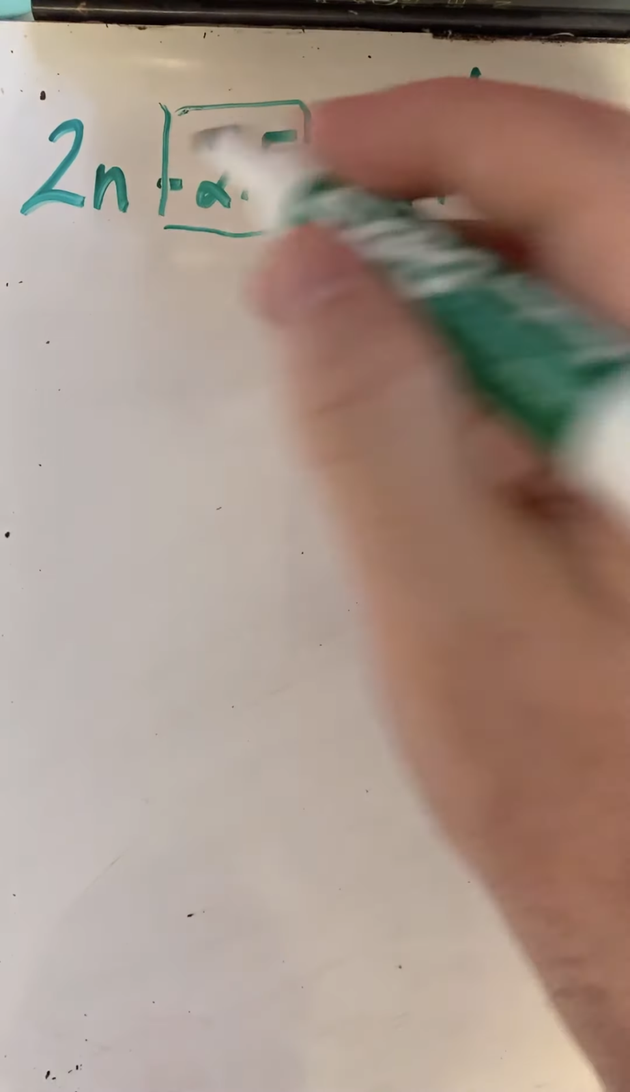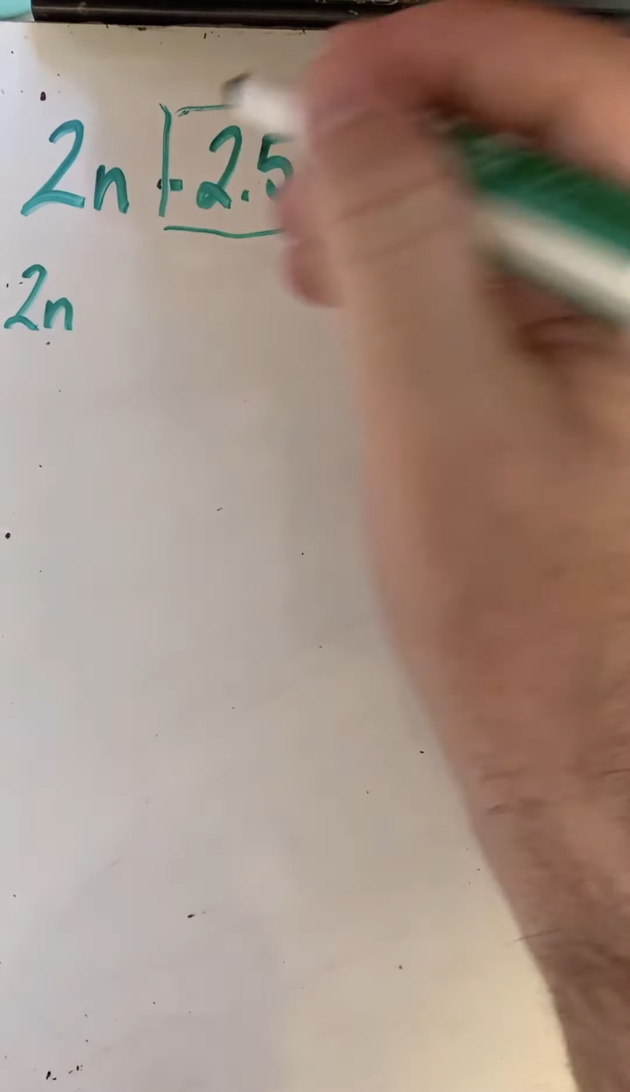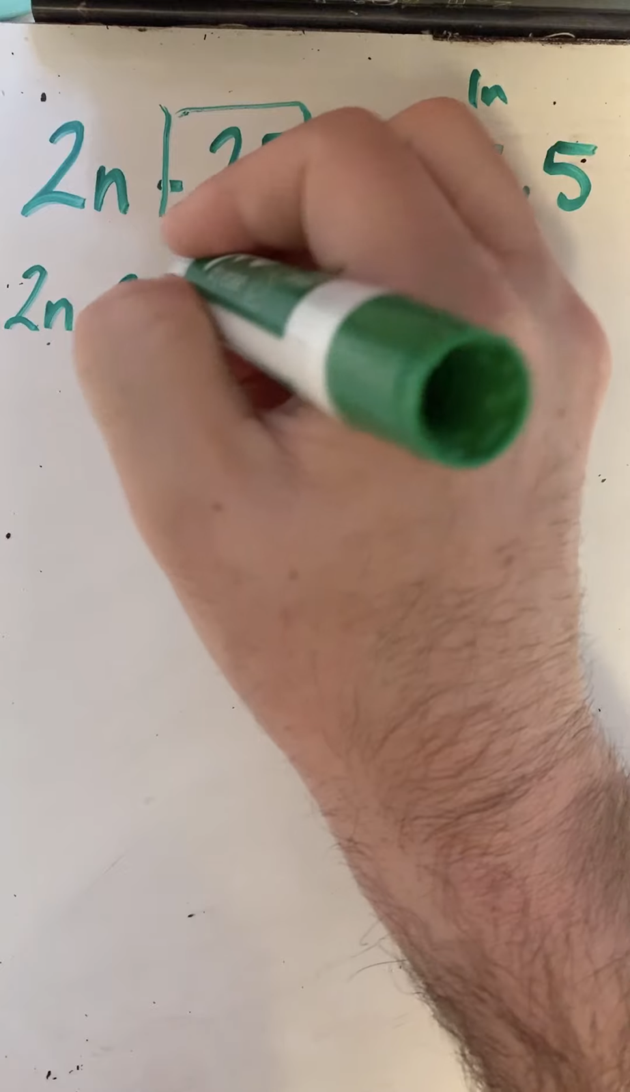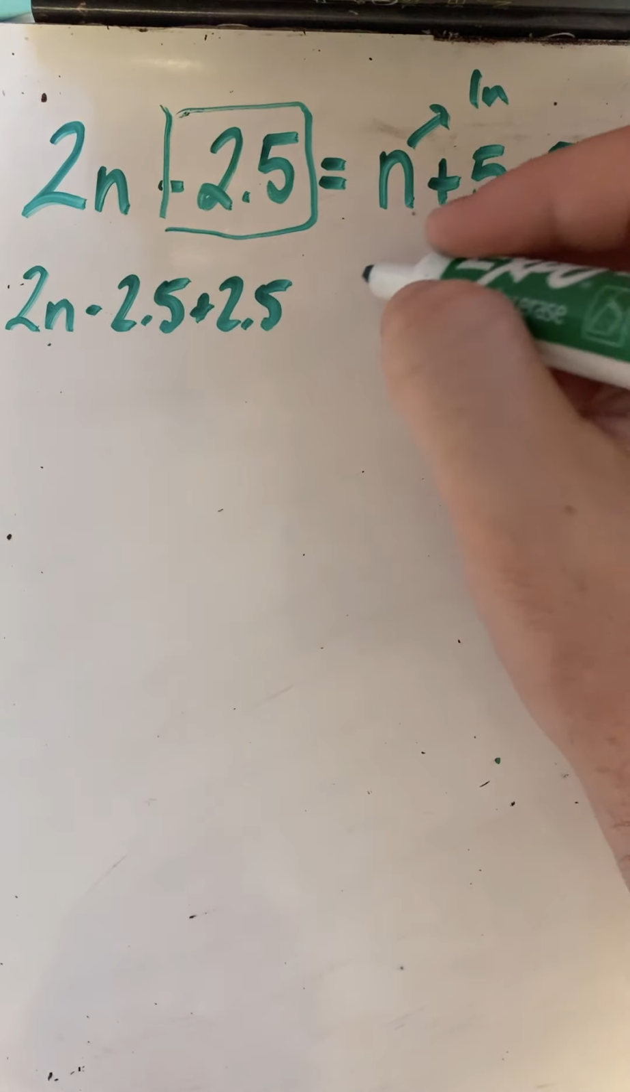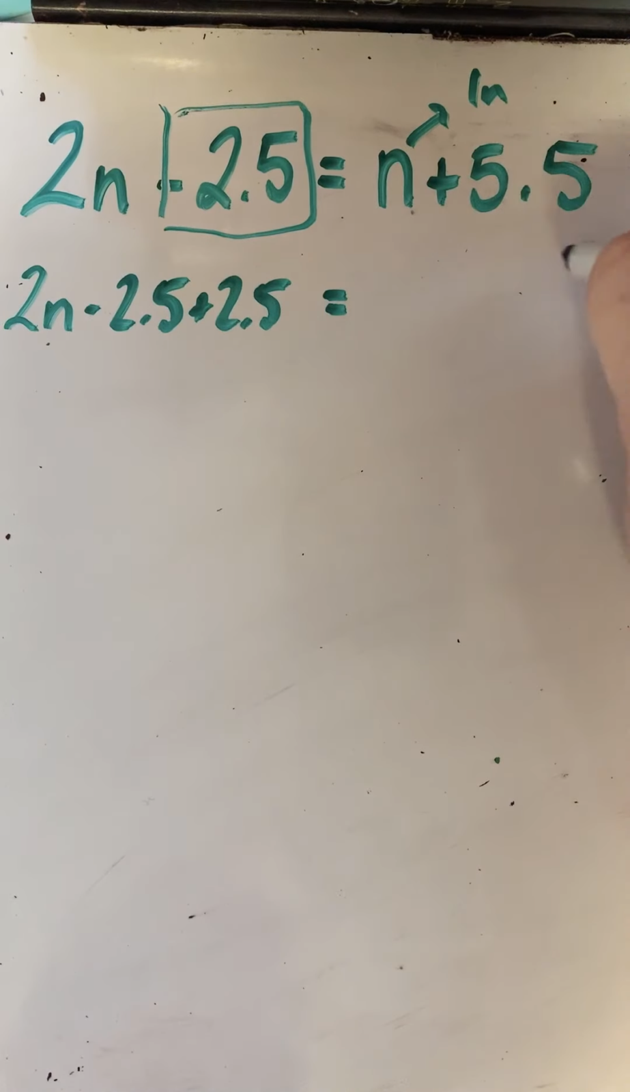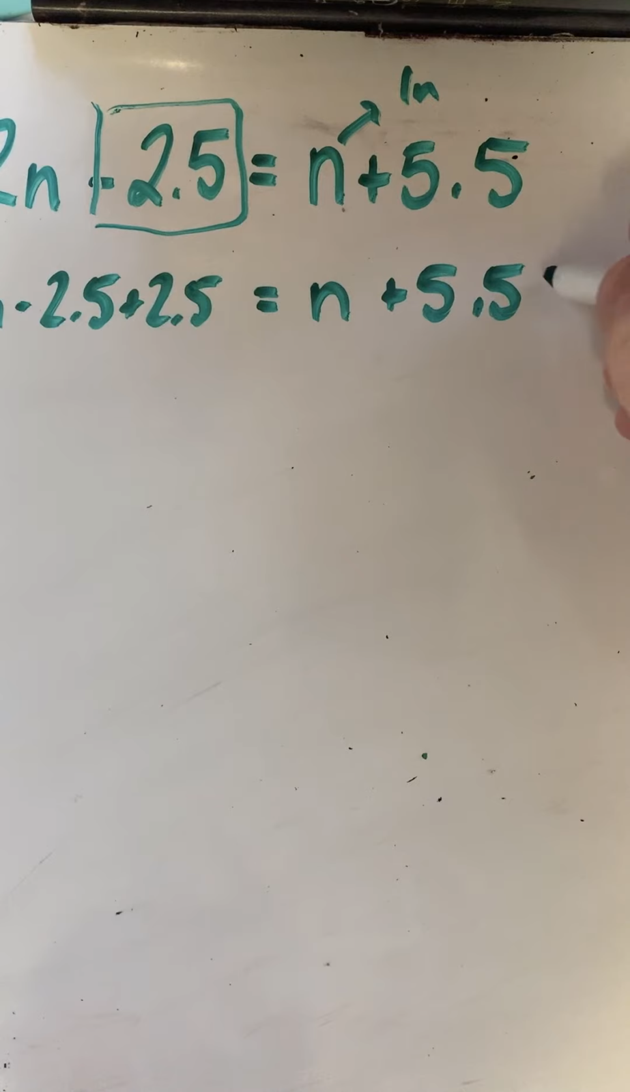Okay, just so you can see the process. It's going to say 2n minus 2.5 plus 2.5 equals n plus 5.5 plus 2.5.